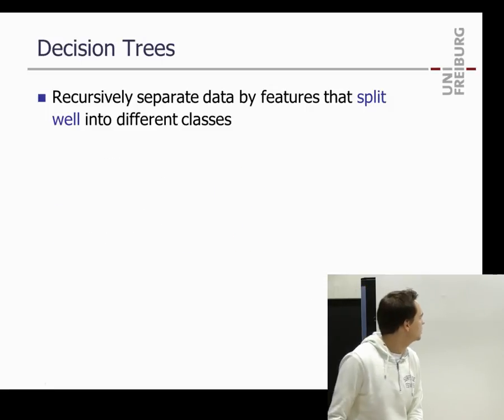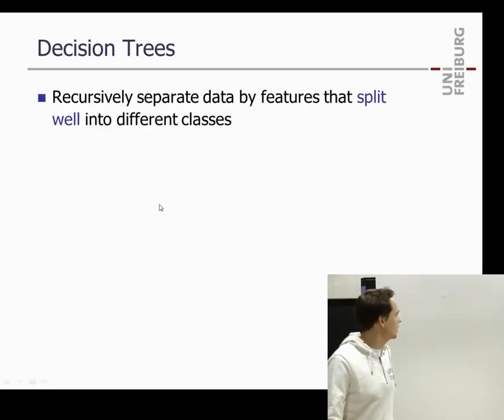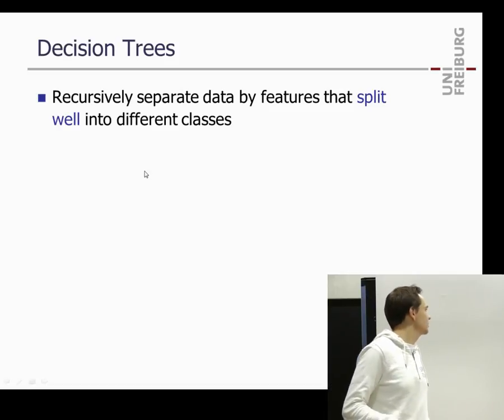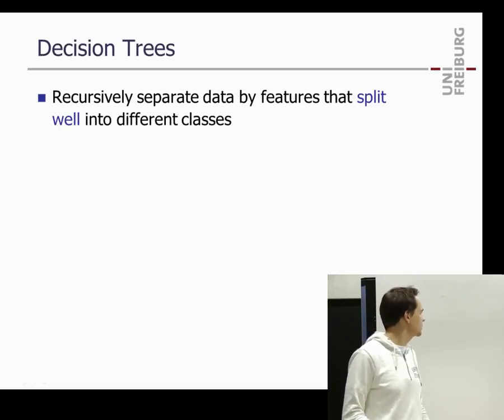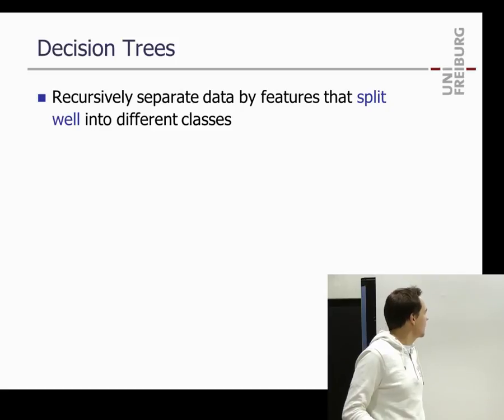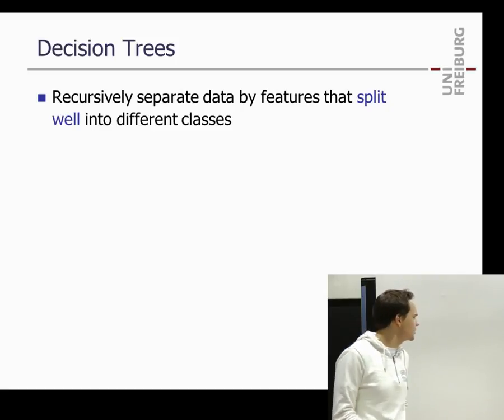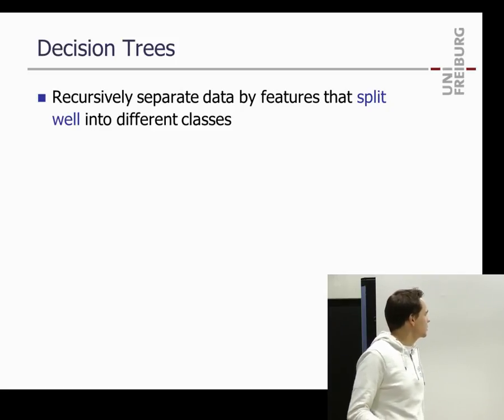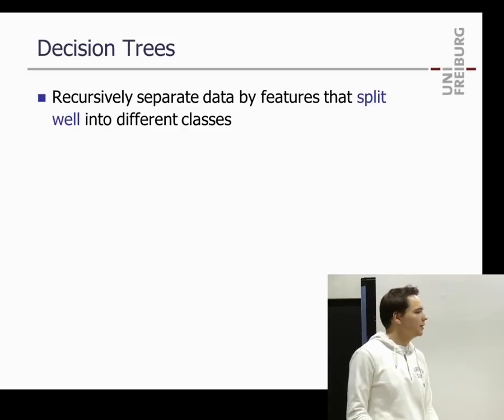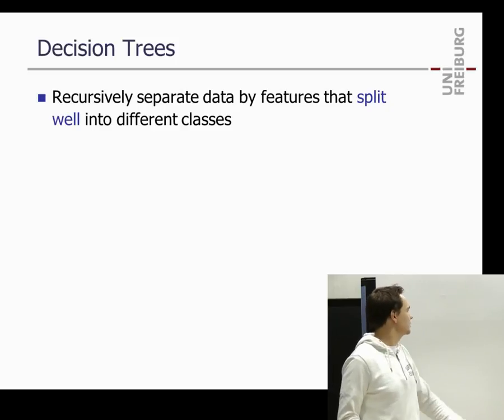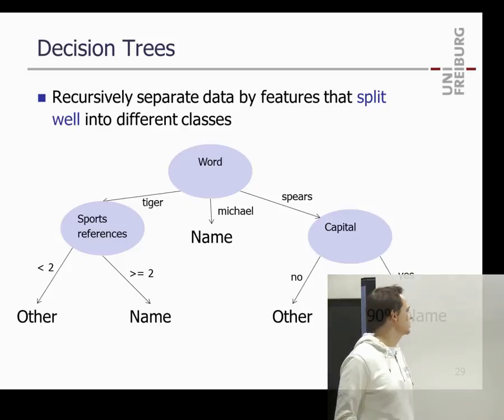Okay. Now, one algorithm which is a bit different, because before they are all pretty similar. They try to make this classification, and they make this linear boundary and so on. Now, something that's different is decision trees. What they try is to recursively separate the data by finding the features that split well into yes or no, or into the different classes.